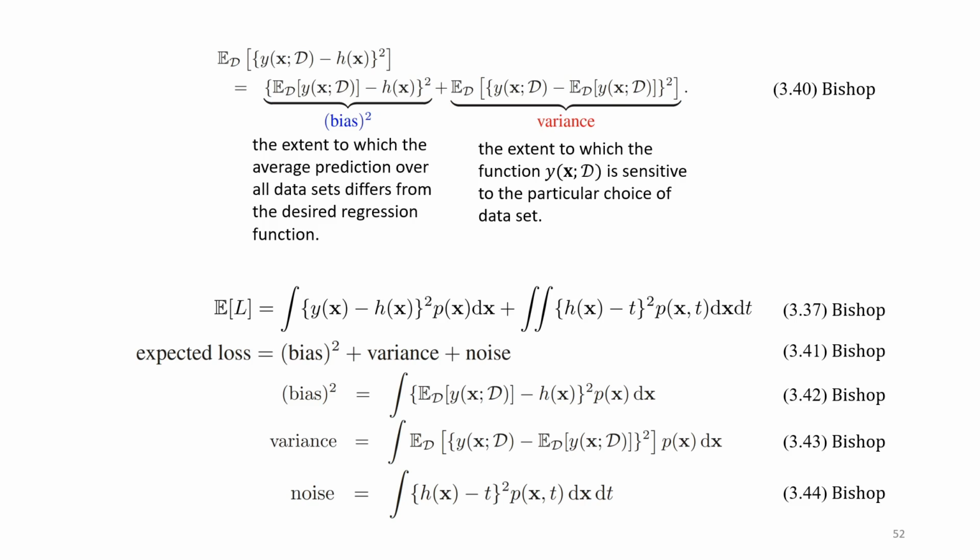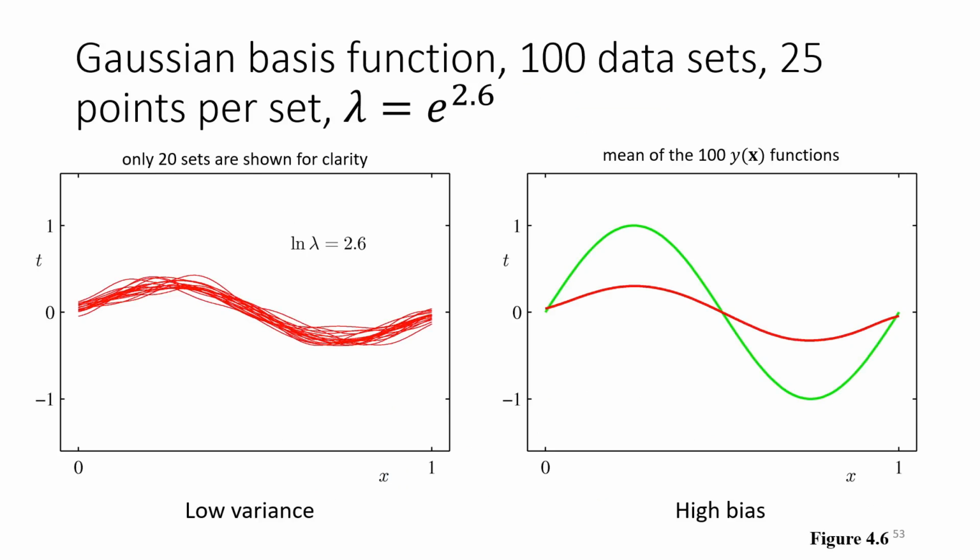So let's see this example. If we use a very, very large lambda, for our polynomial case, and we have 100 data sets, and in every data set we have 25 points, what is the curve? This is a curve using the Gaussian kernel regression. So let's show it again. What is the Gaussian kernel regression?